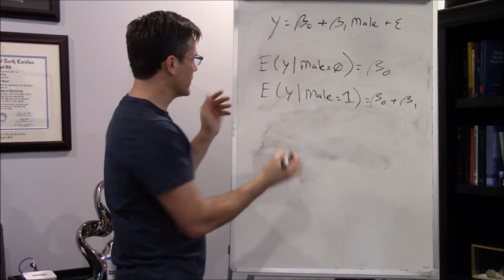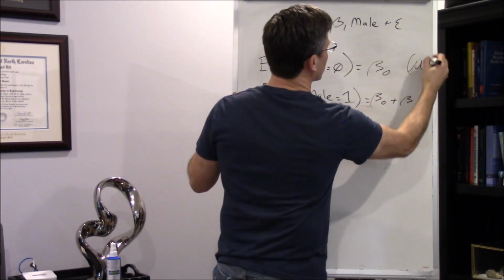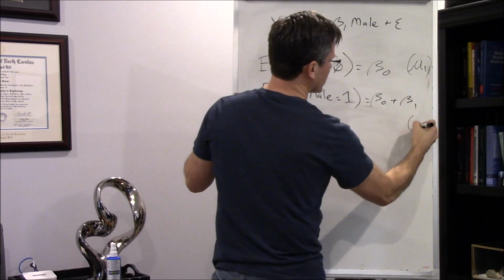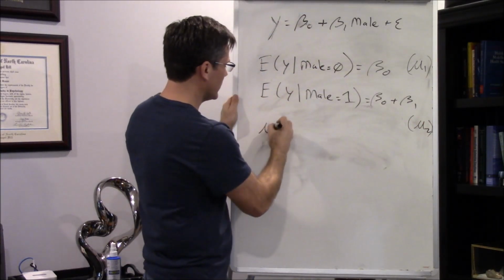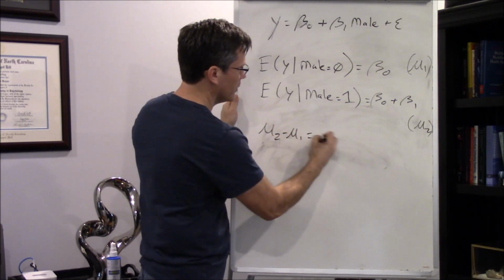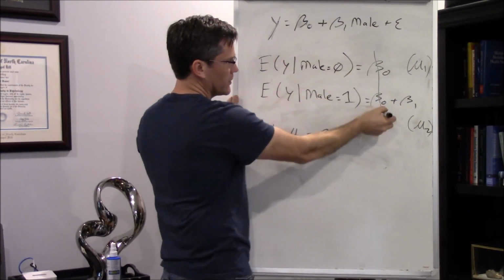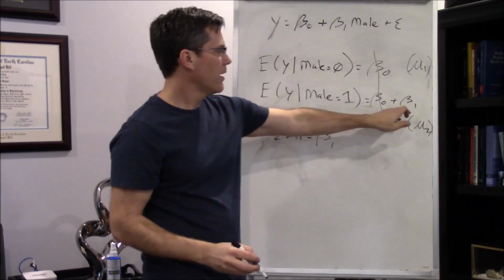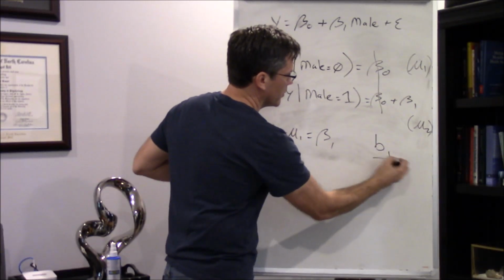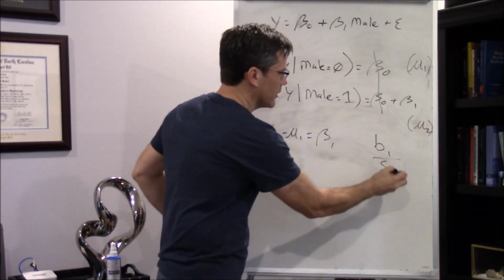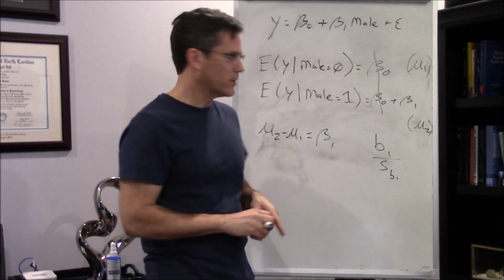Well, right? So this is our mu1, right? So that's our mean for girls, and here's our mu2, that's our mean for boys. And so our mean difference, mu2 minus mu1, is just equal to beta 1. It's the difference between these two, right? So beta naught cancels out. We're left with beta 1. We test beta 1, right? We get our estimate of B1 over the standard error of B1, and that's equivalent to our t-test of the mean difference, right?